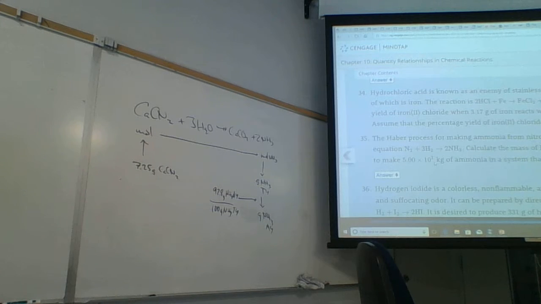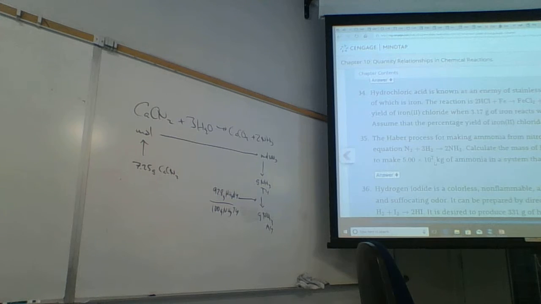And so I'd like to go from kilograms to grams. So we'll go to grams of ammonia actual yield. And then from grams of ammonia actual yield, we're going to go to grams of ammonia theoretical yield. And the way we're going to do that is this. For every 100 grams of ammonia theoretical yield, that's only going to produce 88.8 grams of ammonia actual yield.